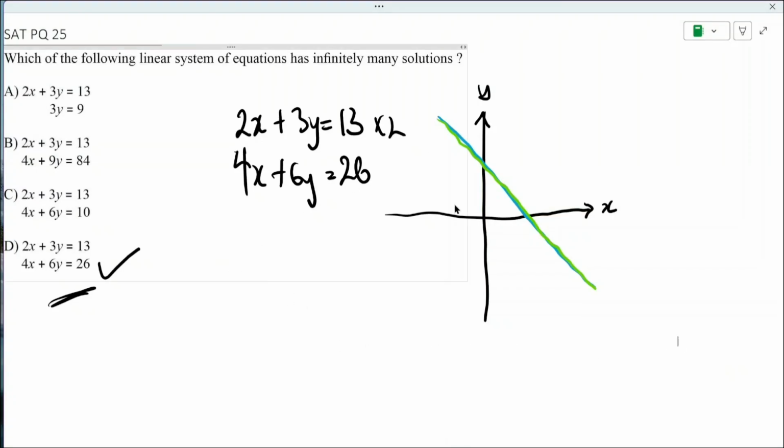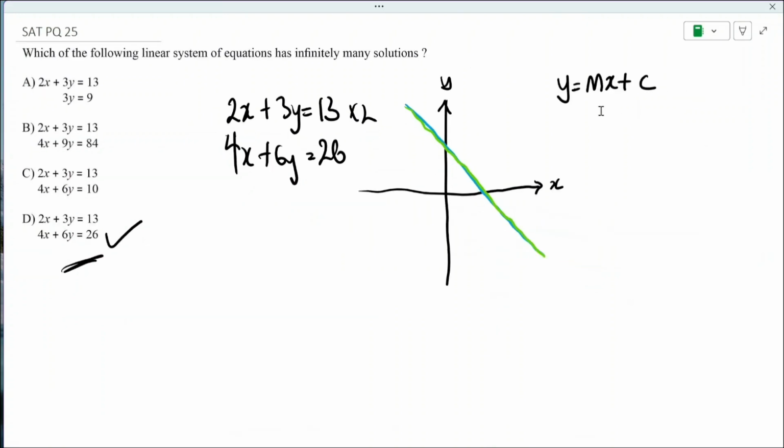As I said earlier, there's a second method of solving this question, but it might take time. The second method works on the fact that for a system to have infinitely many solutions, the gradients of both equations and the y-intercepts of both equations would have to be the same. And writing a linear equation in a way that shows the gradient and the y-intercept is having it written as y equals mx plus c. M stands for the gradient and c is the y-intercept.